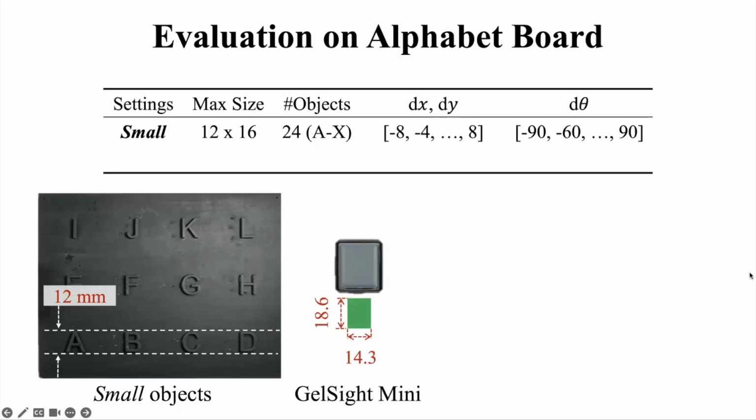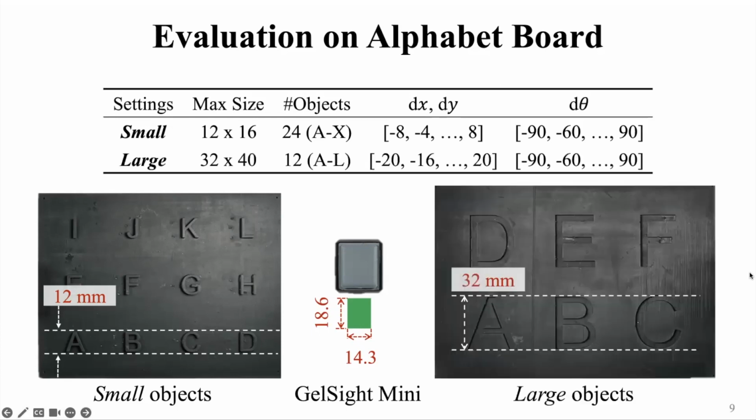We add displacement, shown in the table as dx, dy, d theta, to create situations where only partial observations of the object will be obtained through the first touch. The second setting is the large setting, containing 12 characters, but the sizes are much larger than the sensor size, and thus it will be more difficult to estimate the category and pose of the target hole.